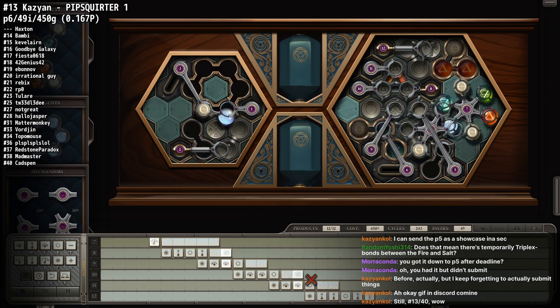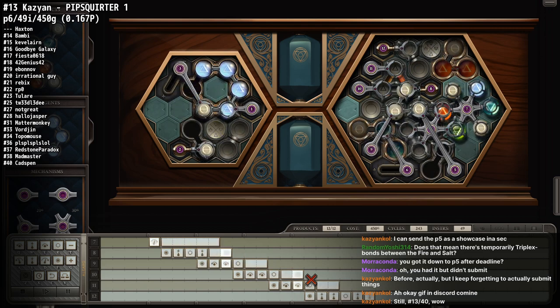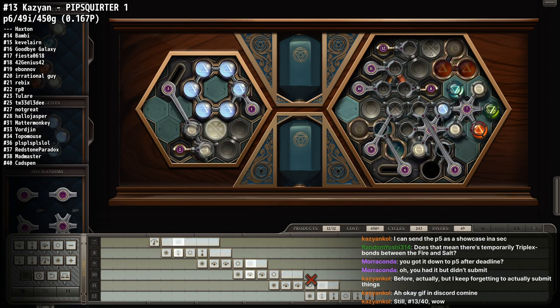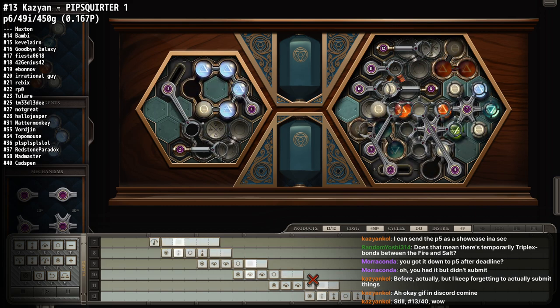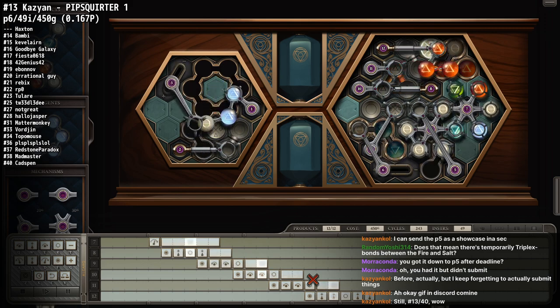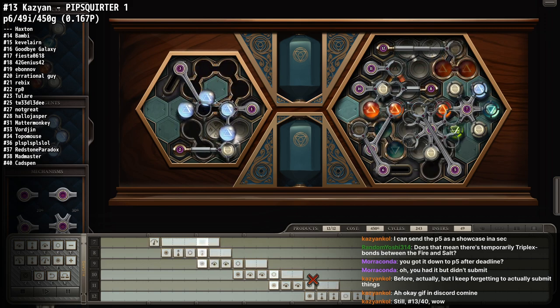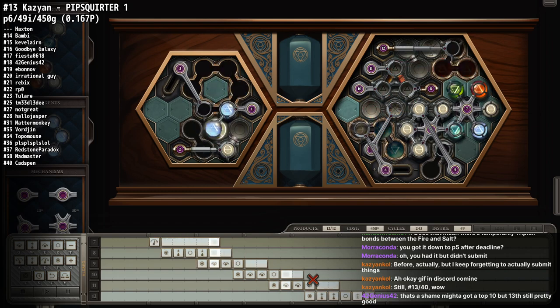Does this turn into which arms are limited? Arm 1 and arm 12, I think. Yeah, they're limited. It does hurt, though. If you submitted the P5 solve, there was a good chance of a top 10 finish. That is unfortunate.